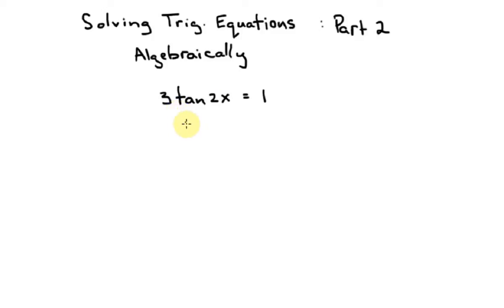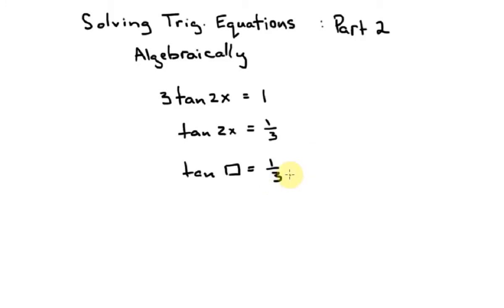First thing I want to do here is isolate the tan 2x, so I just divide both sides by 3. Once I get to the point where I have isolated the trig function, I kind of ignore the 2 that's in there. I treat it like this and ask, how would I solve an equation like this? What would I do if I had tan of something equals 1/3?